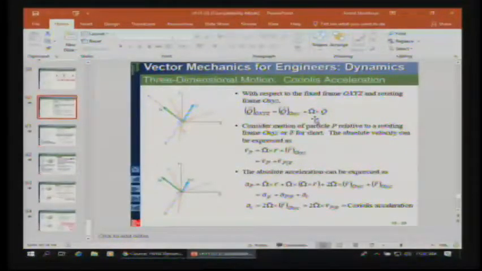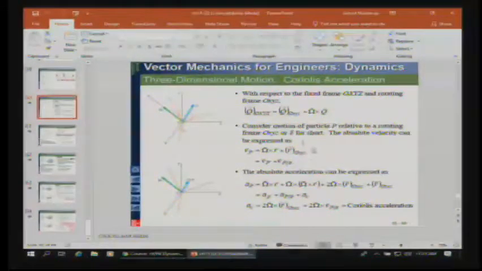But if we talk about the idea of omega cross q as being the velocity of the rotating frame with respect to the fixed frame, we can then say that the velocity of a particle is going to equal that rotation, that omega, crossed with the vector r, plus the first derivative of r with respect to the rotating reference frame.